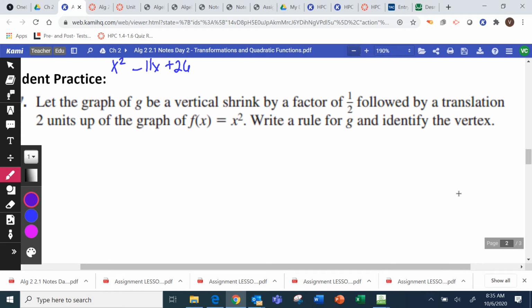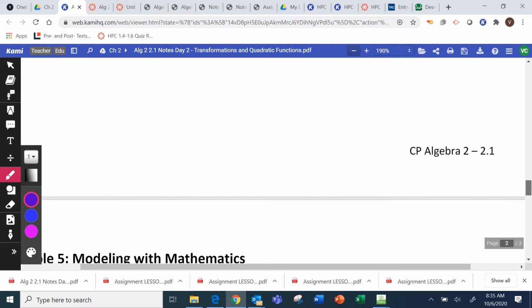Try another one. Let the graph g be a vertical shrink by a factor of 1/2, followed by a translation 2 units up of the graph of f of x equals x squared. Write a rule and identify the vertex. I want you to try it on your own.